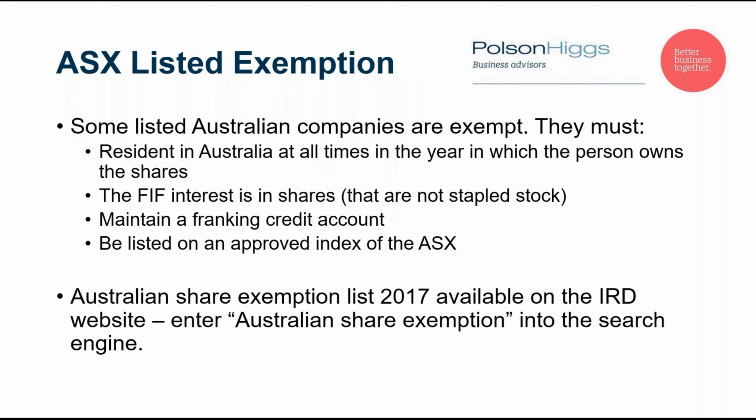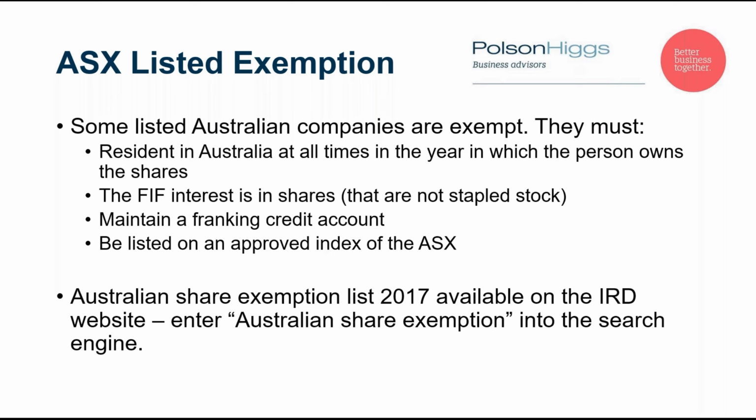What's not a FIF? Well, there are quite a few exceptions, but the main or most common one we're going to come across is an ASX listed share. So we're talking about Australian shares. So if I've got a share in America, probably going to be a FIF. Where it's in Australia, because of the close nature of our border transactions, the fact that a lot of New Zealanders invest in Australia, they do have an exemption there. And that exemption applies to effectively listed Australian stock.